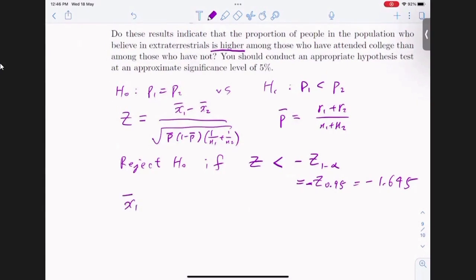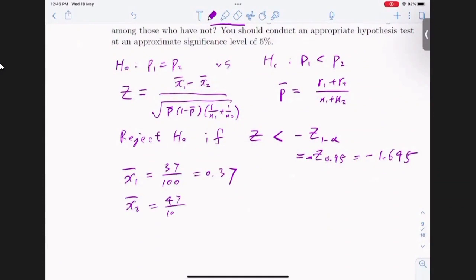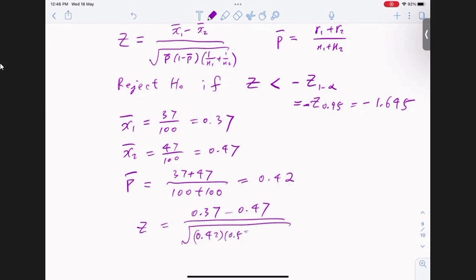So we compute everything from the sample data. For the first sample, the sample proportion is 0.37. For the second sample, 0.47. And the pooled sample proportion is the overall count in the pooled sample divided by the overall sample size. Then we plug everything into the formula. So this will be the value of the test statistic based on the data.